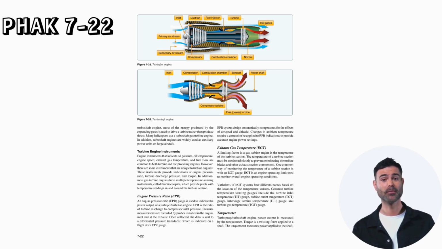Turbine engine instruments. Engine instruments that indicate oil pressure, oil temperature, engine speed, exhaust gas temperature, and fuel flow are common to both turbine and reciprocating engines. However, there are some instruments that are unique to turbine engines. These instruments provide indications of engine pressure ratio, turbine discharge pressure, and torque.